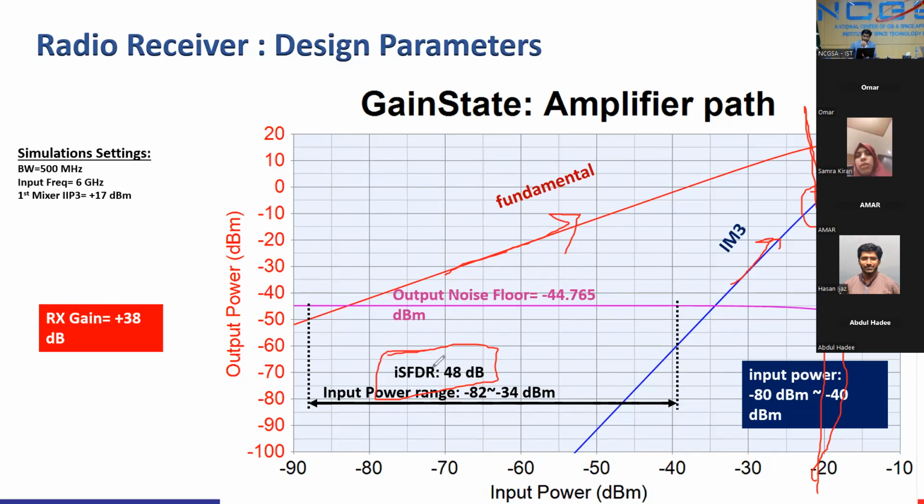So spur free dynamic range or instantaneous spur free dynamic range are calculated based on how much margin you have before the spurs arise. So you can see that the noise floor is 44 dB and the maximum signal is 80 dB. So around 48 dB instantaneous dynamic range, and the receiver gain is 38 dB. I have already shared with you the basic significance of your receiver gain. You should have as much gain for the total chain as possible, so that your signal is high enough for the ADC to sample.